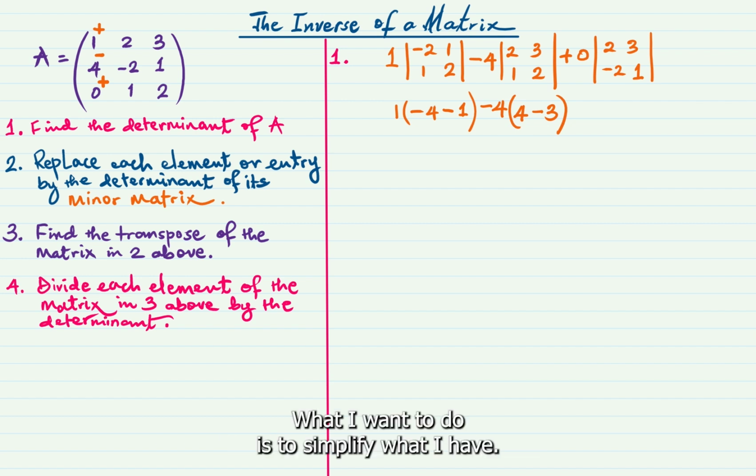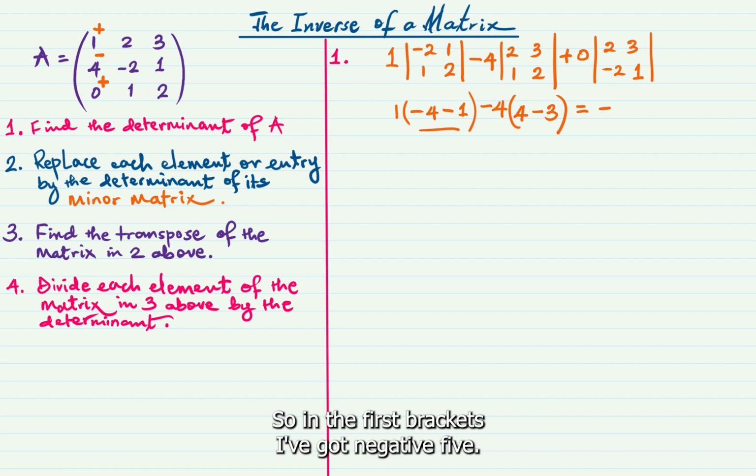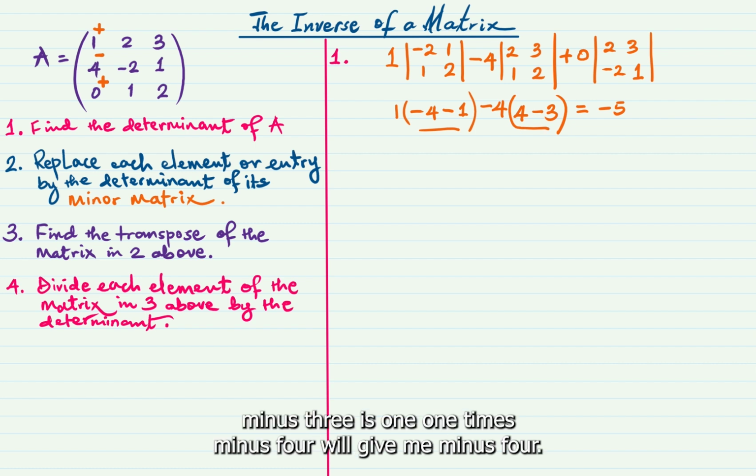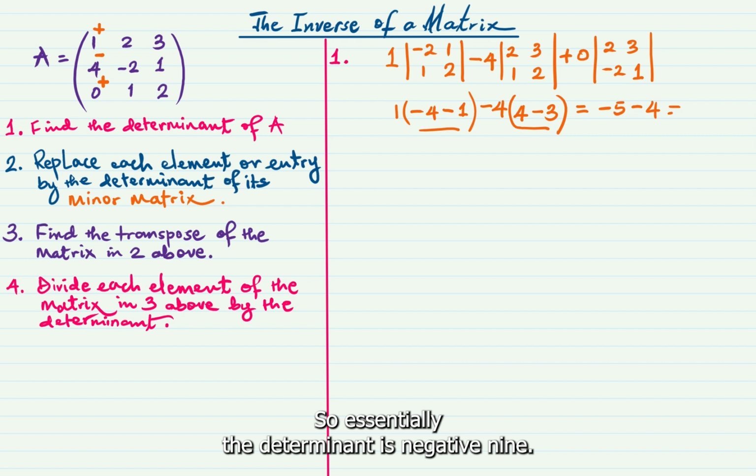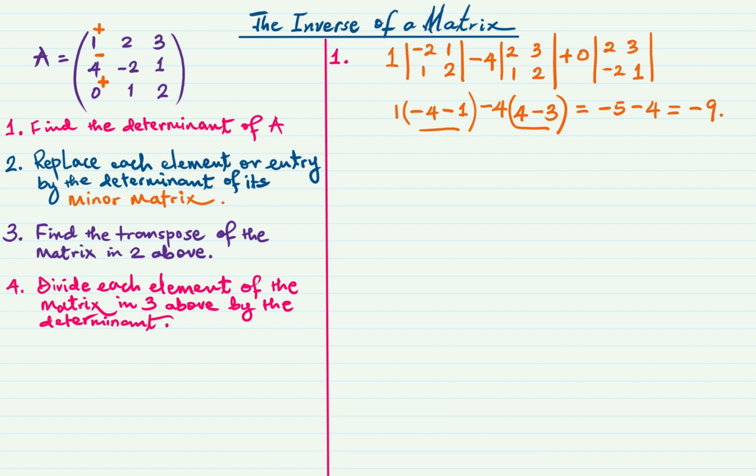Next, what I want to do is to simplify what I have. So in the first brackets here, I've got -5. And in the second, 4 minus 3 is 1. 1 times -4 will give me -4. So essentially, the determinant is -9. And that's step 1 concluded.